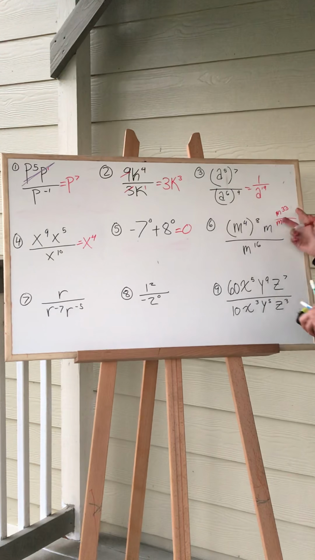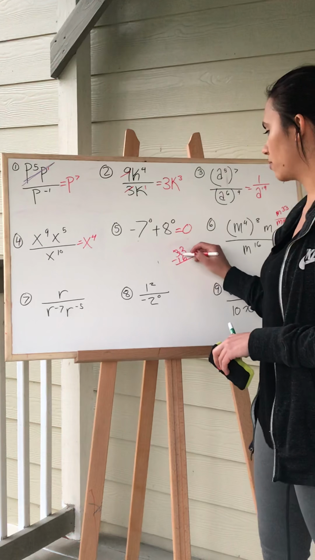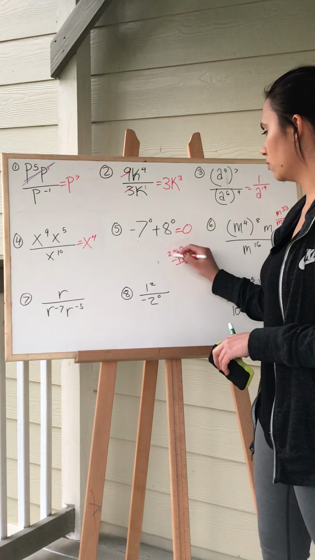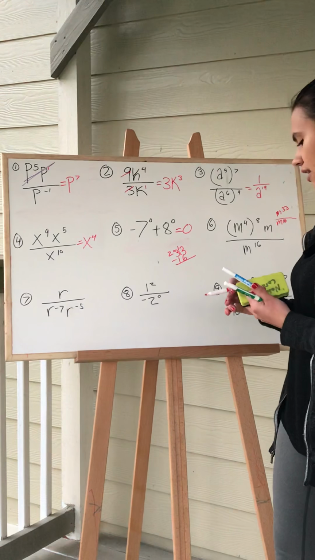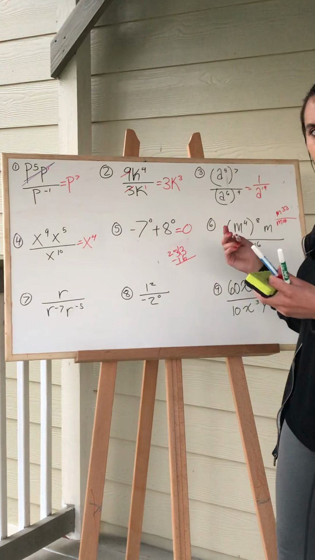I'm very inconsistent. I was saying I shouldn't be writing my work in red, only my answers, but here I am. So now we have simplified the top, and we have m to the 33rd over m to the 16th. Now we need to use our quotient rule and subtract. So we do 33 minus 16. We borrow, we got 2, 13, 7, 6, 7, 8, 9, 10, 11, 12, 13.